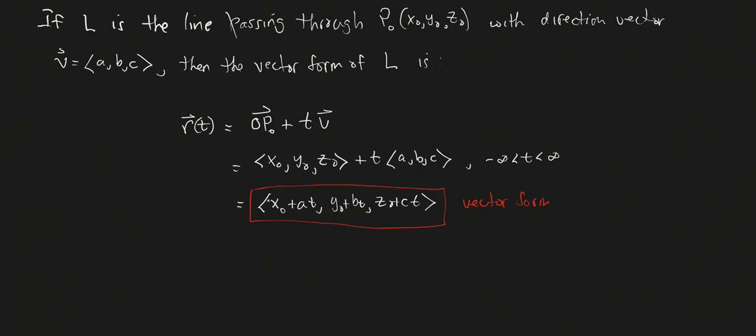The parametric form is where we essentially write down, in this case, three separate equations, one for the x component, one for the y, and the third for the z. So if I simply write down x equals x0 plus at, y equals y0 plus bt, z equals z0 plus ct, then this is the parametric form of the same line. So this is our parametric form.